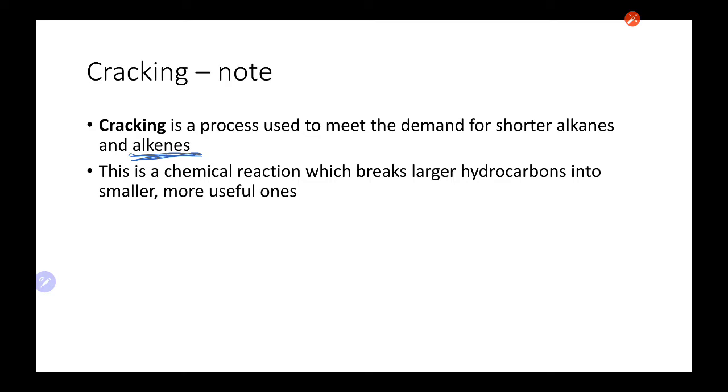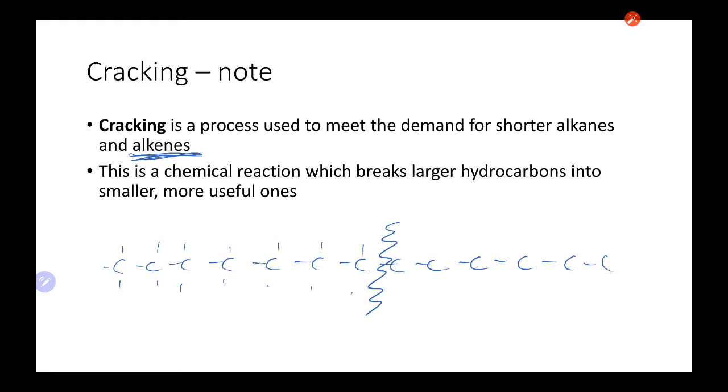Basically all it is, is breaking larger hydrocarbons into smaller ones. So for example, if we had a big, massive, long chain hydrocarbon, say with 25 carbons in it, what we can do is literally, chemically, break the bonds and turn those into shorter hydrocarbons. Obviously I've not gone to the effort of putting all my hydrogens in here, for obvious reasons, because we'd be here all day, but hopefully you get the gist.